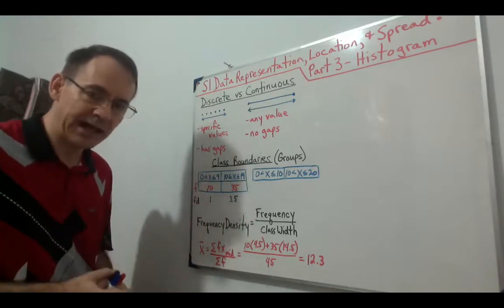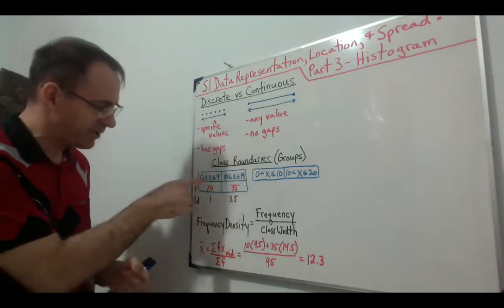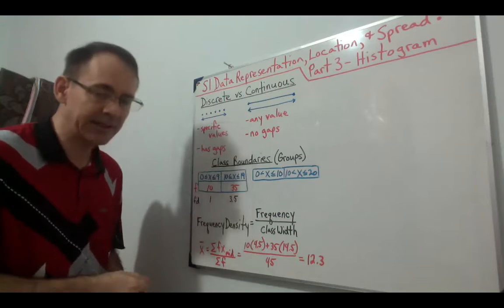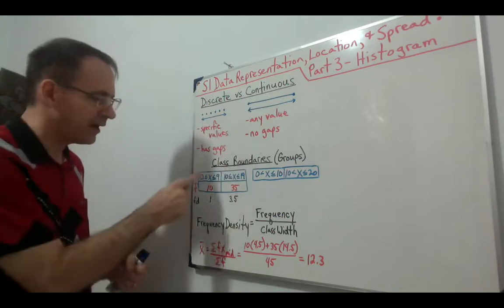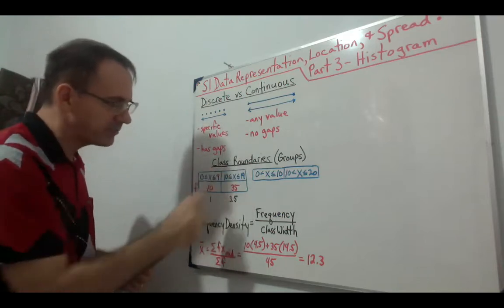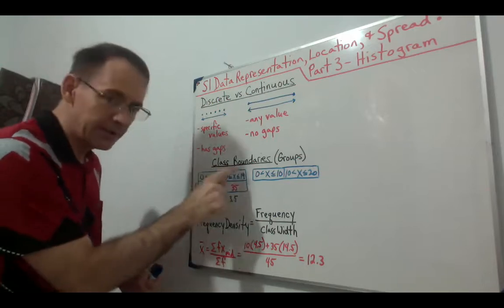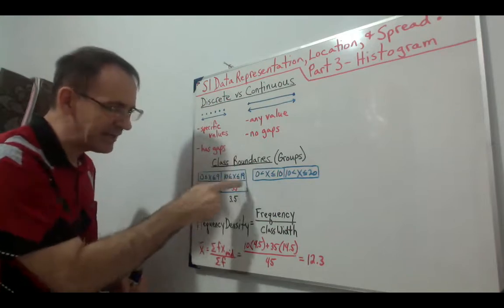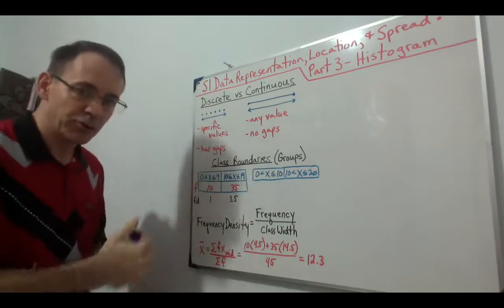What do you do with the 9.5? It's not between 0 and 9, and it's not between 10 and 19. So you have to be careful of these class boundaries that look like all the numbers are covered, but there are actually little gaps between each grouping.